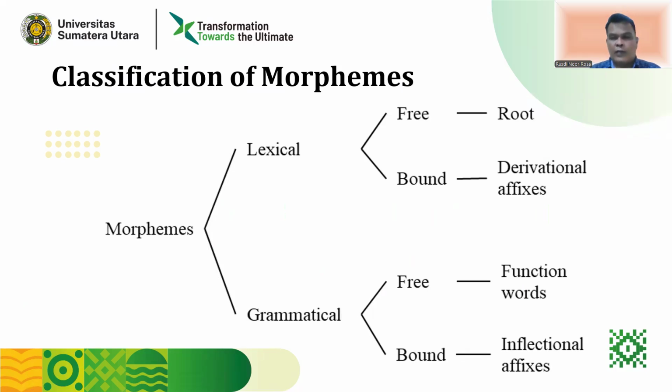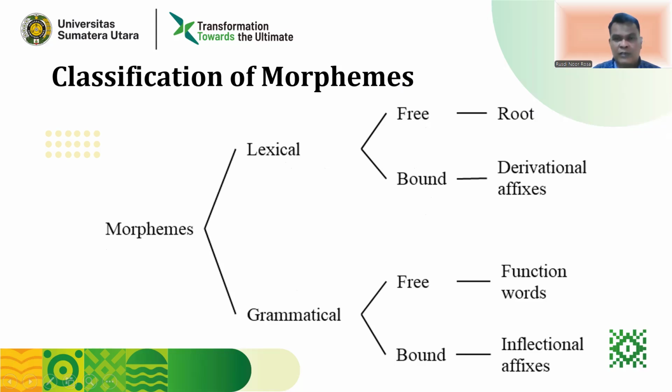Okay, in general, morphemes are divided into two. The first one is lexical morphemes, and the second one is grammatical morphemes. Both lexical and grammatical morphemes are composed of free morphemes and bound morphemes. So you can see that we have free morphemes and bound morphemes for lexical morphemes, and also we have free morphemes and bound morphemes for grammatical morphemes.